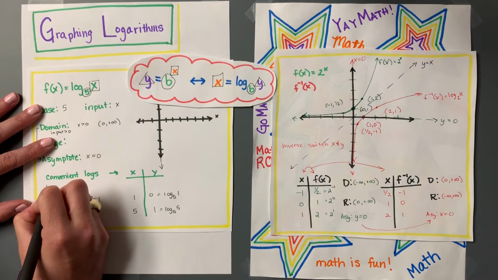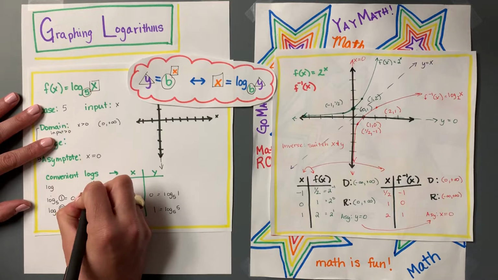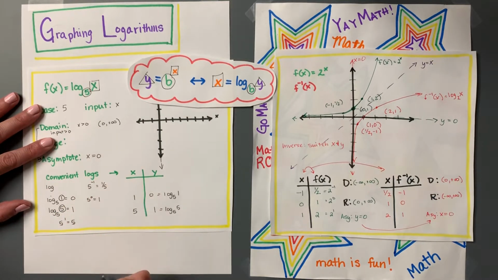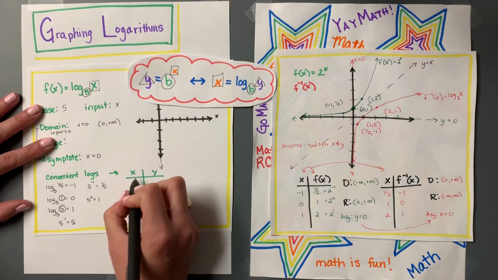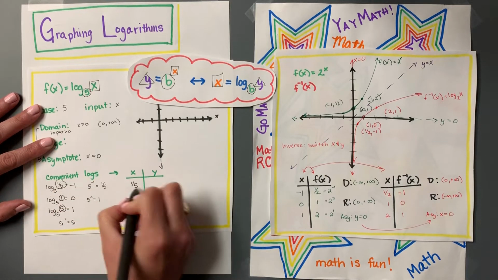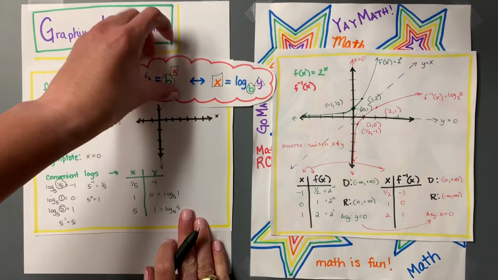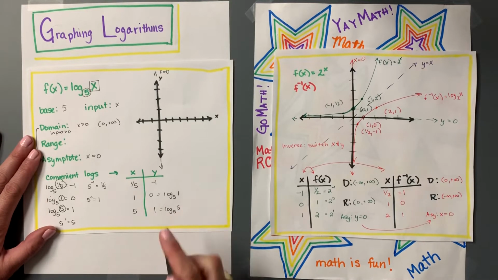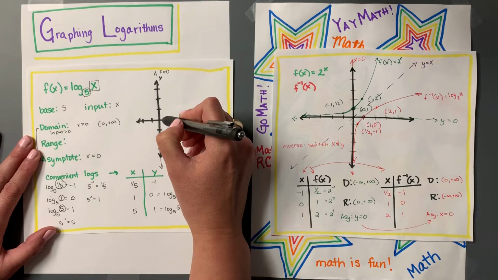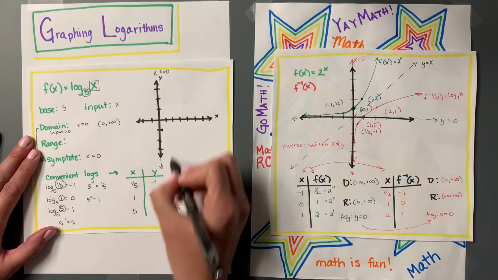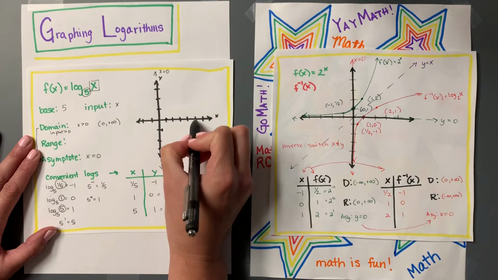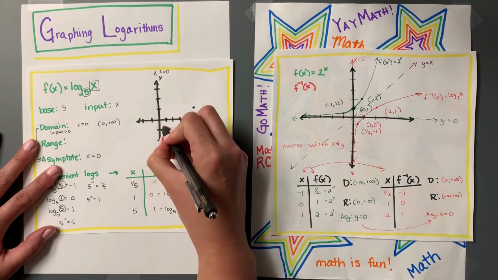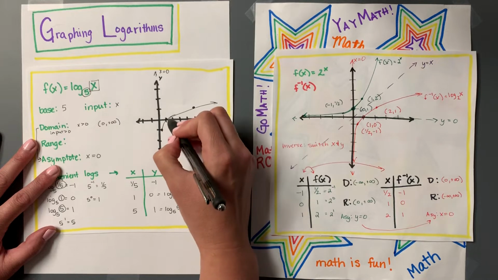Then I'm going to do this again. So I know 5 to the negative 1 is 1/5. So log base 5 of 1/5 is equal to negative 1. So this is my input, and this is my y. Now I'm going to go through and graph these. So I have 1/5, negative 1; 1, 0; 5, 1. And my graph is going to look like this.